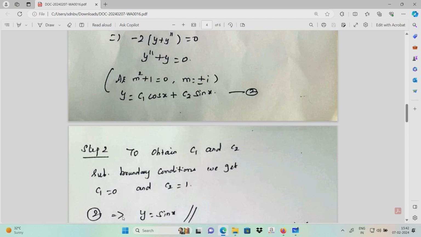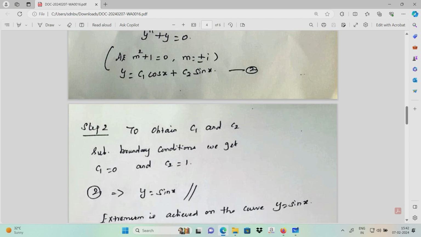So on substituting in y, we get 0 into cos x plus 1 into sin x, which is y is equal to sin x. So that's the extremal. So for this functional, the extremum is attained on the curve y is equal to sin x. Is it clear? Fine.